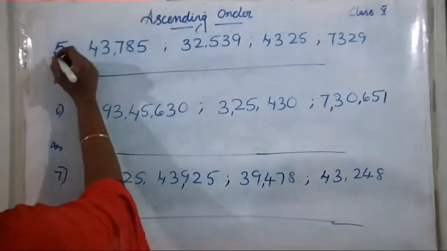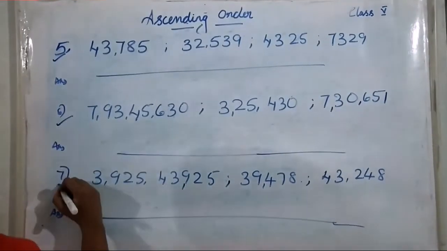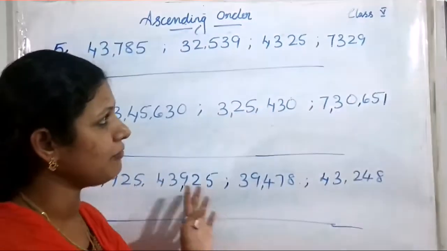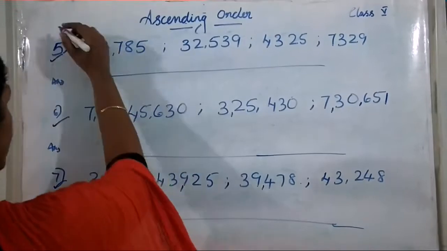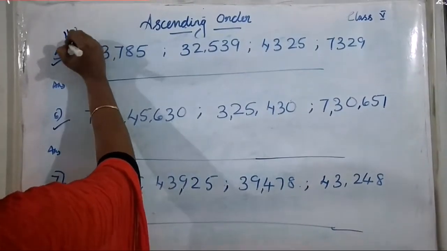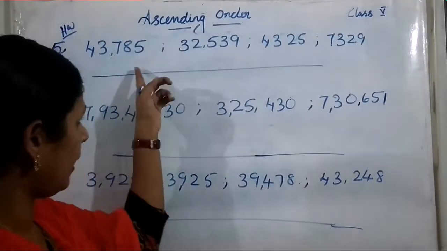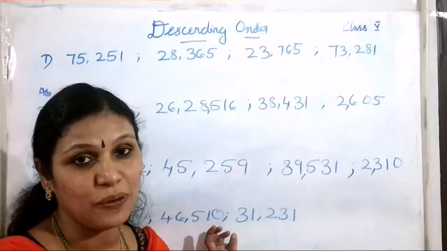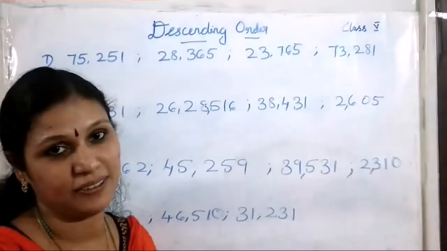So this 5, 6, 7. These 3 questions are homework. You have to do them yourself at home. So that's why it's homework. And study this portion, ascending order, and do this homework. Okay. Next we are going to study about descending order.